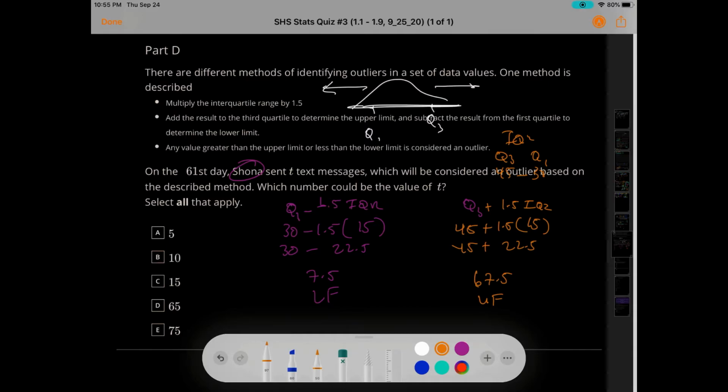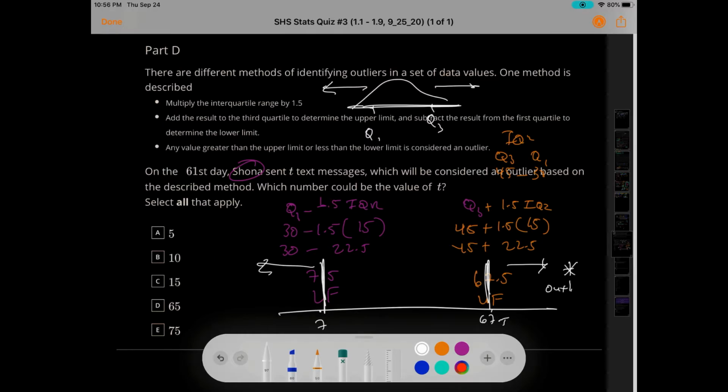So are there any numbers? Think about it on a number line. Let's just pretend that's 7.5 and that is 67.5. Are there any numbers that are to the left or smaller than this value, or any numbers to the right? These would be considered outliers. And everything in between would be kind of normal.